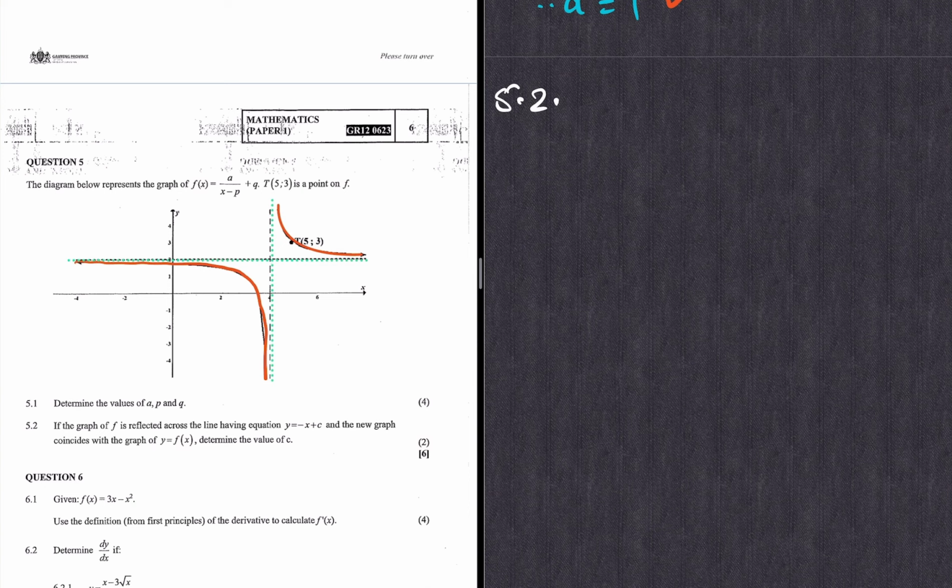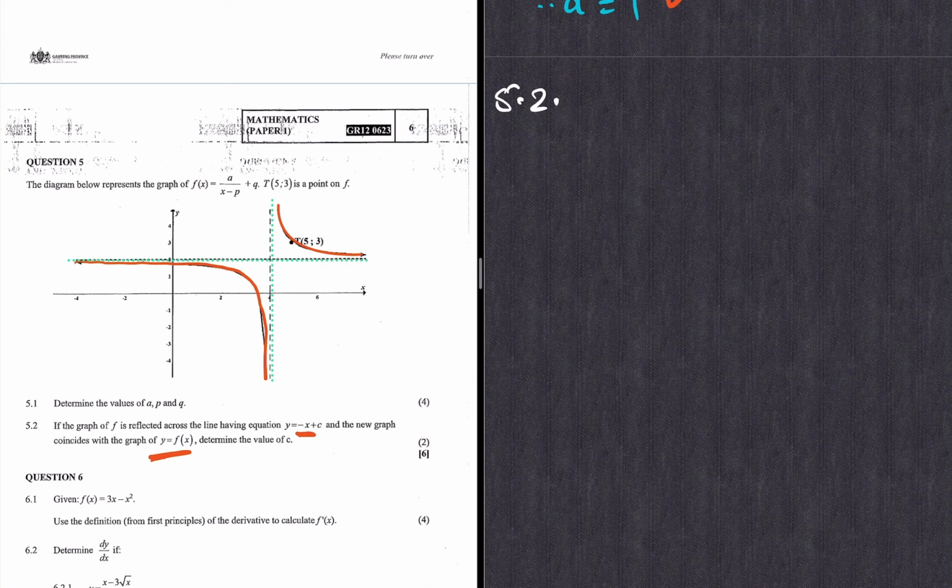If the graph of f is reflected across the line having the equation y equals minus x plus c, and the new graph coincides with the graph of y equals f. So they intersect with f, and let me just mark that. So that is f, and this is a new graph. But if you check that new graph, it's basically your equation of axis of symmetry, but with a negative gradient.